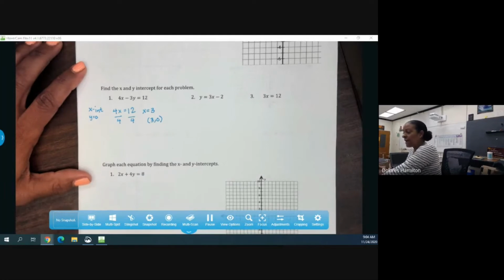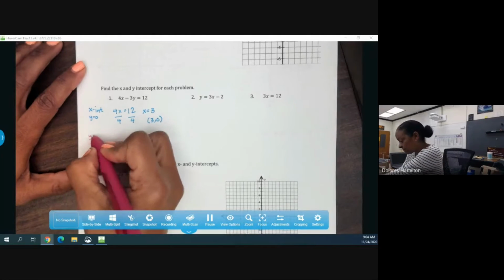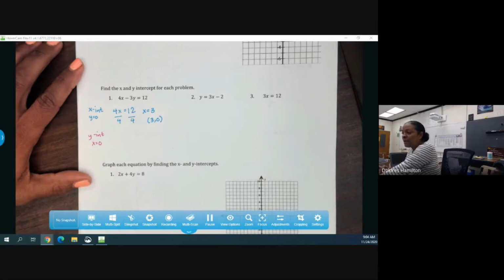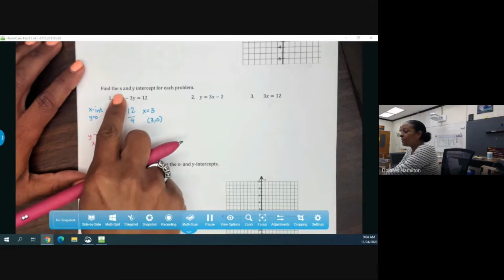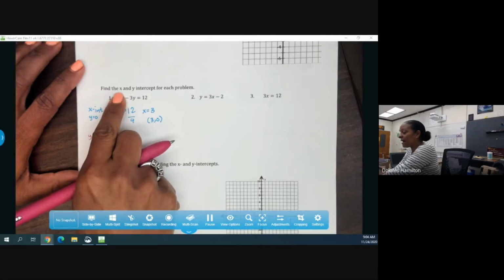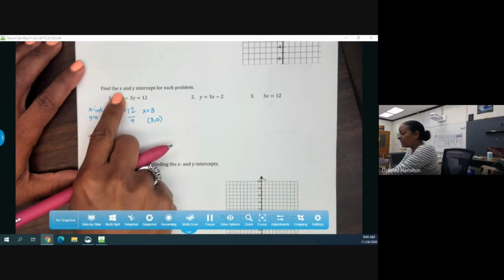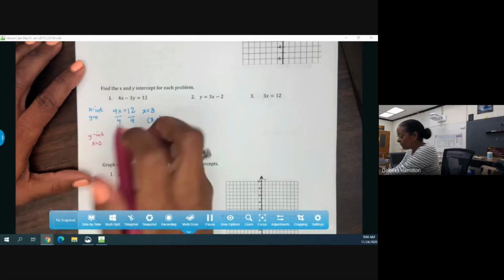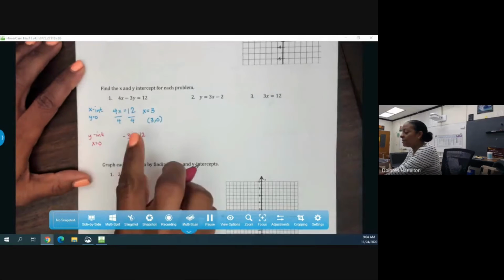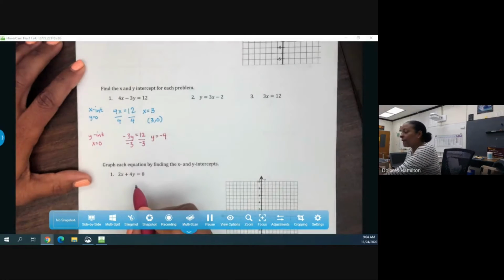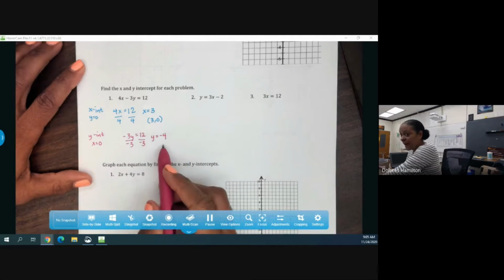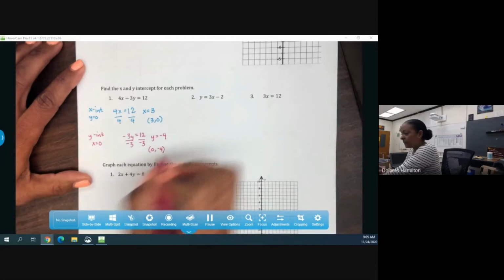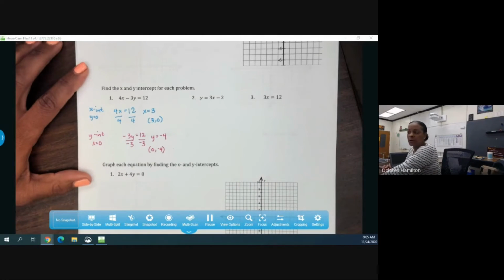So if I wanted to do that same concept and look for my y-intercept, that's where my x is 0. So I can then just ignore that x term, because that's going to cancel out, and I'm left with -3y equals 12. And then when I have that, I can just solve for my y. And I get that my y-intercept is -4. And I can write that as an ordered pair. And that would be 0, -4.